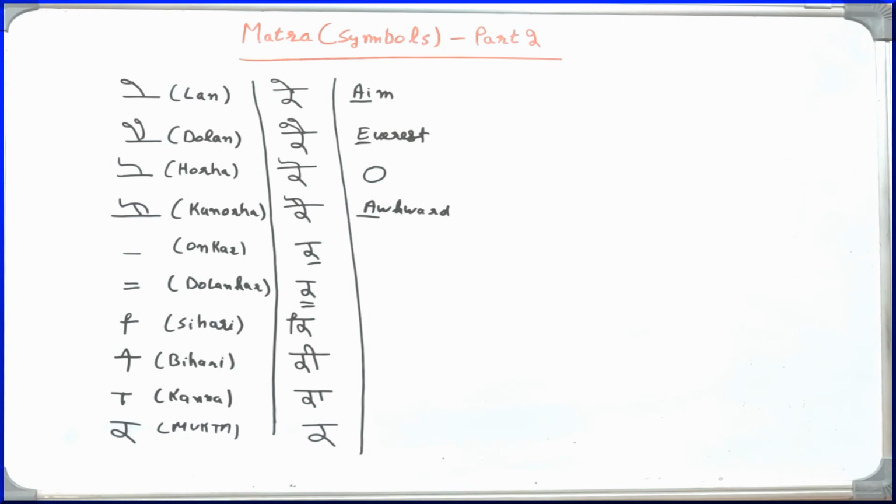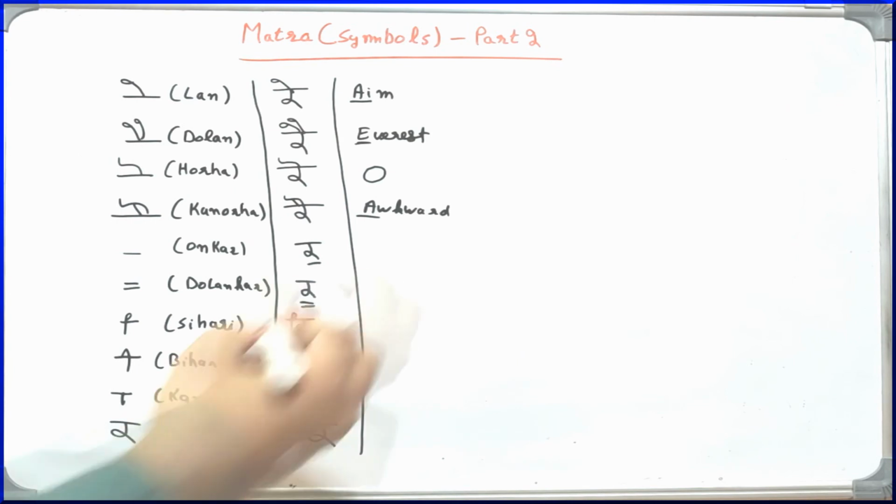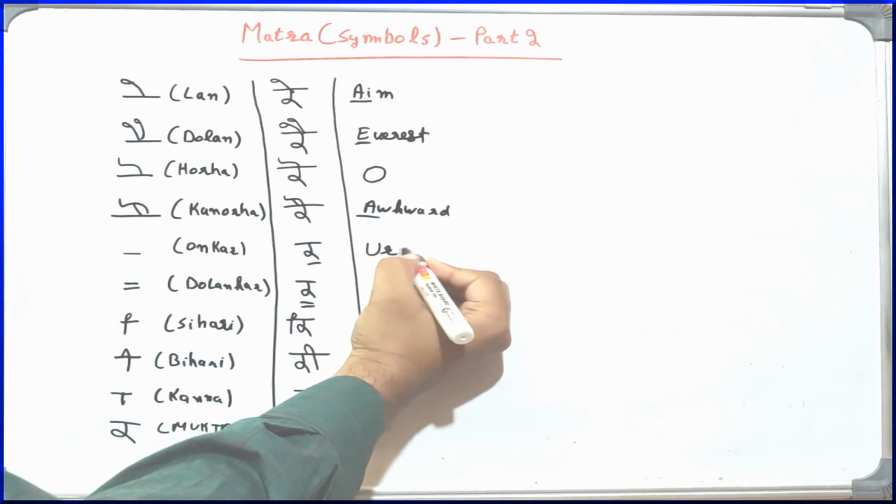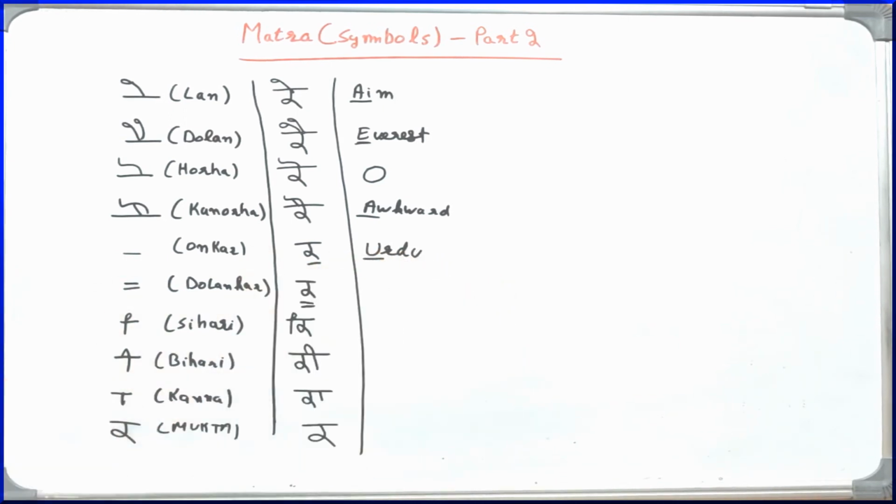Next we have Aunkar. Aunkar gives the sound of U, as in Urdu. The sound of U in Urdu will give the sound of Aunkar. So we say Urdu, right? U sound. That U sound is the sound of Aunkar. Now, when we attach that U sound with Kakka, it becomes ku. Kakka plus U, ku. This is how you add the matras.